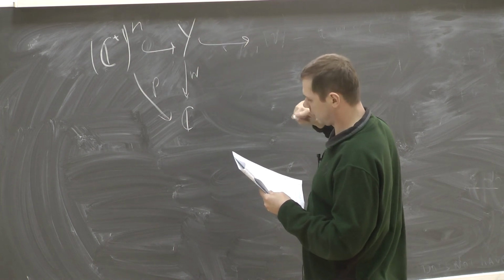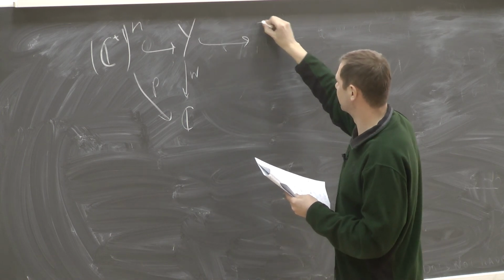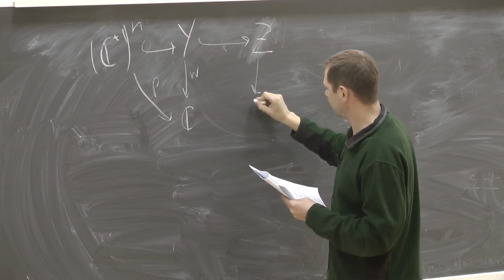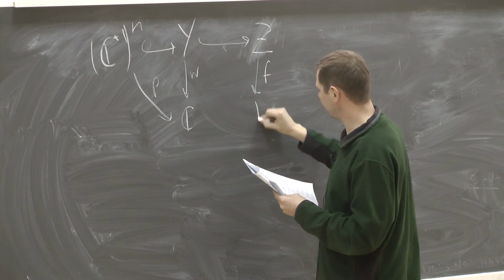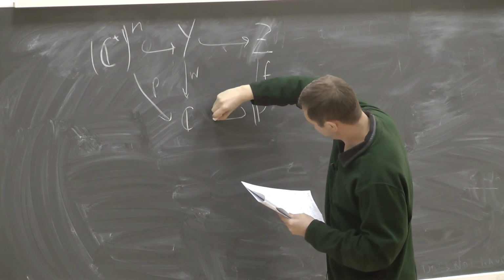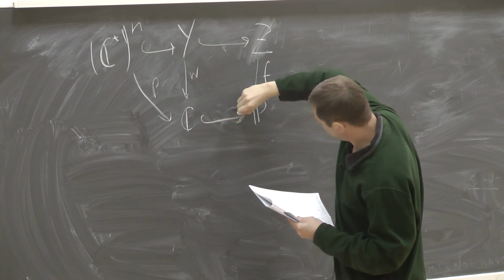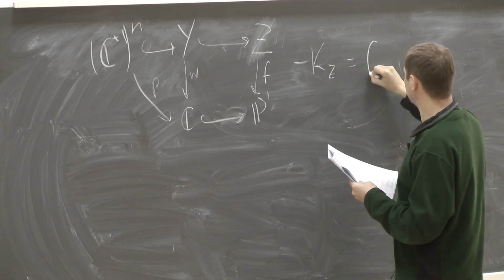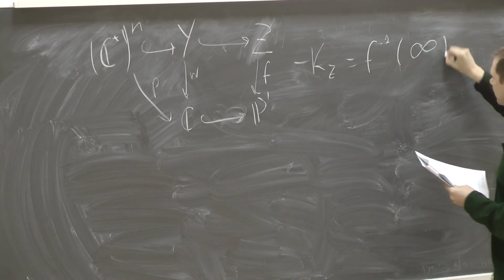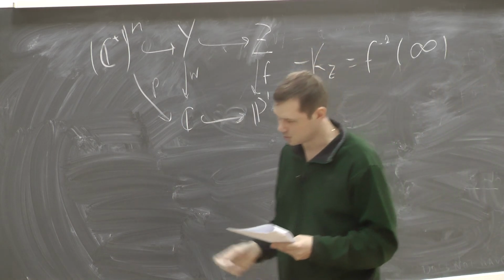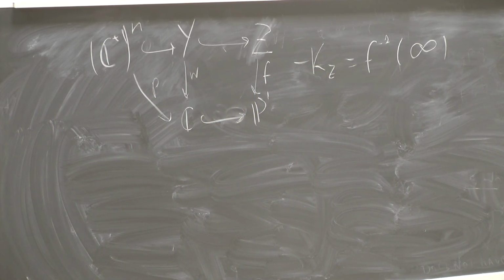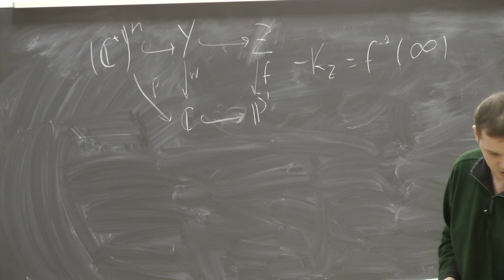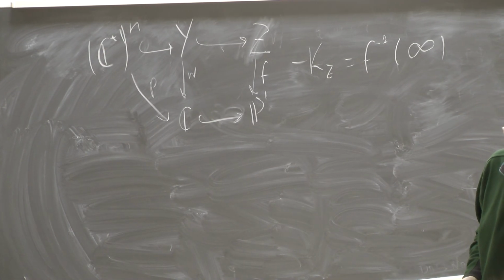And a log Calabi-Yau compactification is a compactification over a base. So we have a compactification to Z with a map F to P1, and the condition is that minus K_Z is F^{-1}(infinity). So the anticanonical class is a fiber. We don't require that this fiber over infinity is normal crossing here, but in practice it always holds.